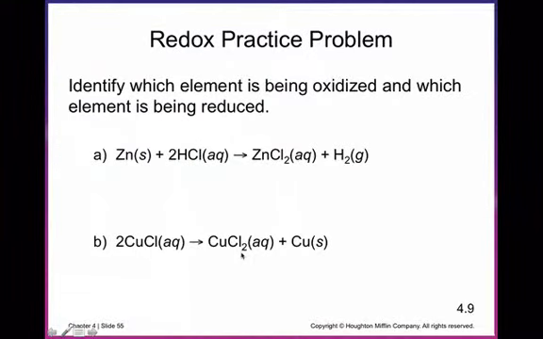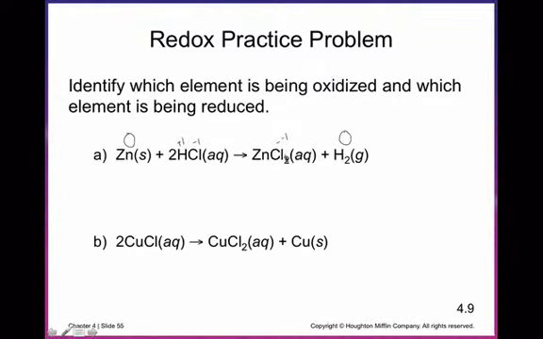So we're going to do some more practice here. We're going to identify what's being oxidized, what's being reduced in these redox reactions. So we said that anything in its elemental form, like solid zinc, would have an oxidation number of 0. And I'm going to look for anything else that I can quickly label, and that would be hydrogen gas would also be 0. So chlorine, -1, hydrogen +1, chlorine, -1.